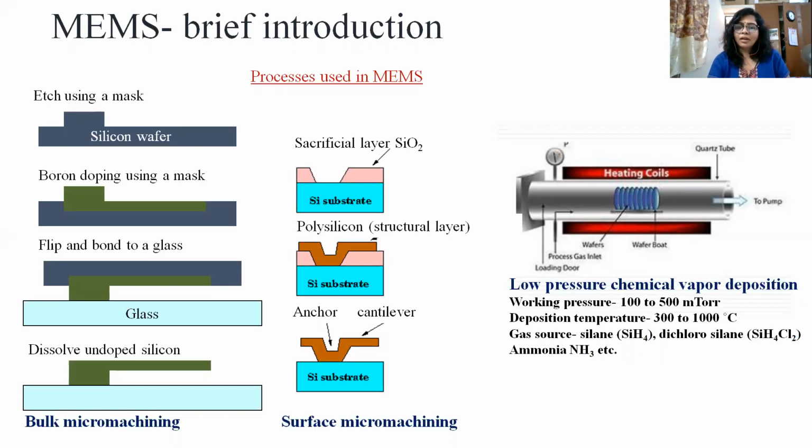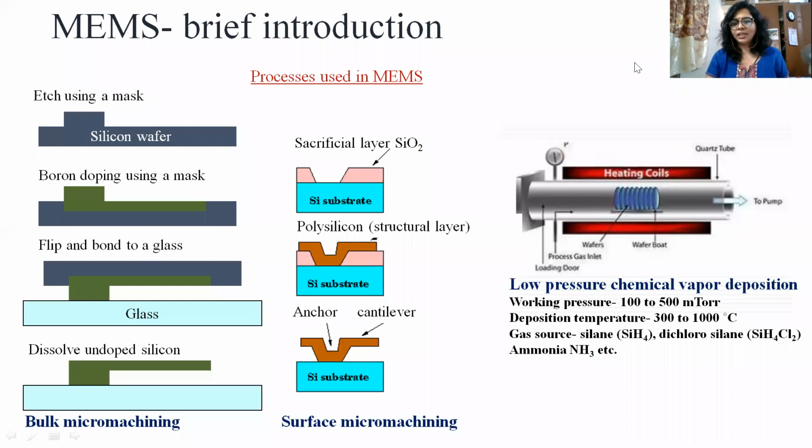Now this is low pressure chemical vapor deposition. This is the technique by which most of the thin films are deposited in MEMS.